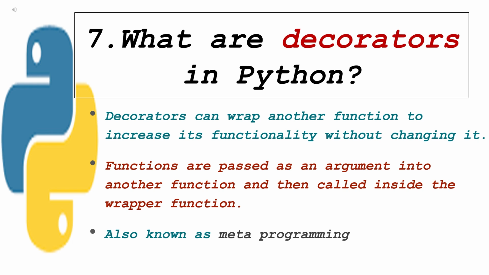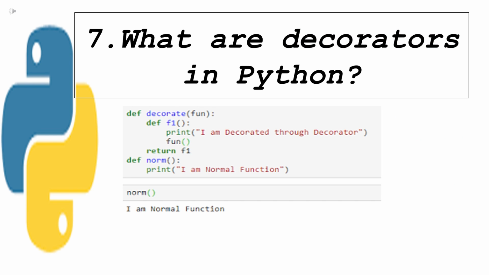When using decorators, functions are first passed as an argument into another function, and then the passed functions are called from within the wrapper function. Metaprogramming is another name for the process in which one part of a program attempts to change another part of the program when it is being compiled. As you can see in the example, the difference between normal function definition and decorated function definition.